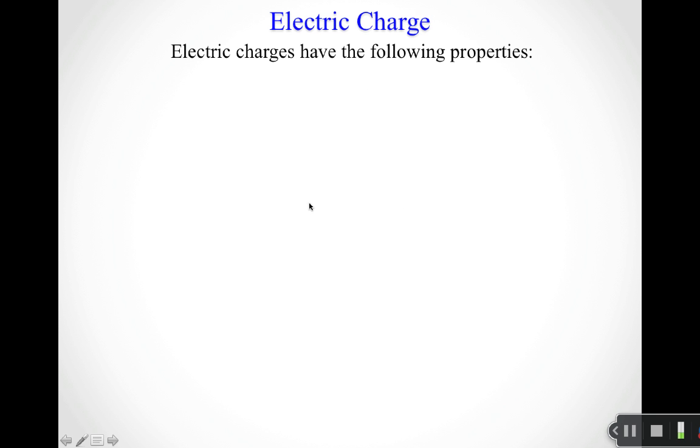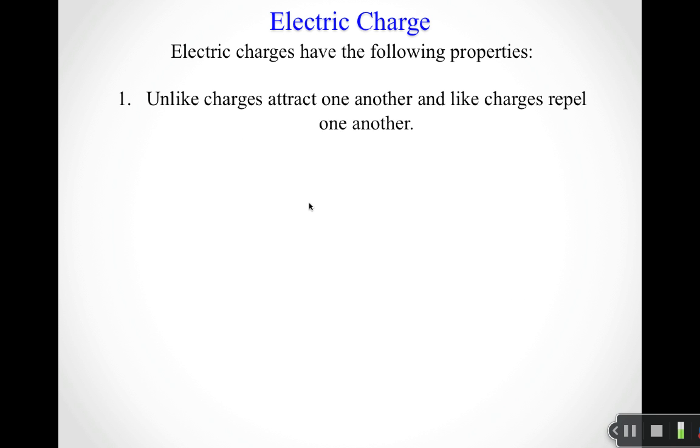All right? So in terms of thinking about the properties of electric charge, what do we know about electric charge? Well, you have known for a long time that unlike charges attract one another and like charges repel one another. So what this means is that if I've got two charges that are different, they're going to attract each other. If I've got two that are the same, it doesn't matter which one they are, as long as they're the same, they're going to repel. So red ones repel, blue ones repel.